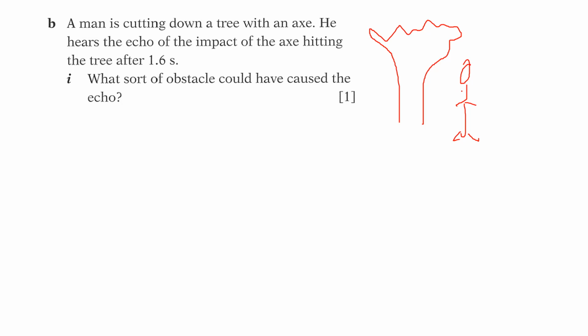So what do you mean by echo? It's sound. When sound waves hit a solid surface, they return back. So what do you think? What kind of solid surface will we have? So the answer will be wall. For example, let's say here, there will be a wall. So the answer for the first one is wall.